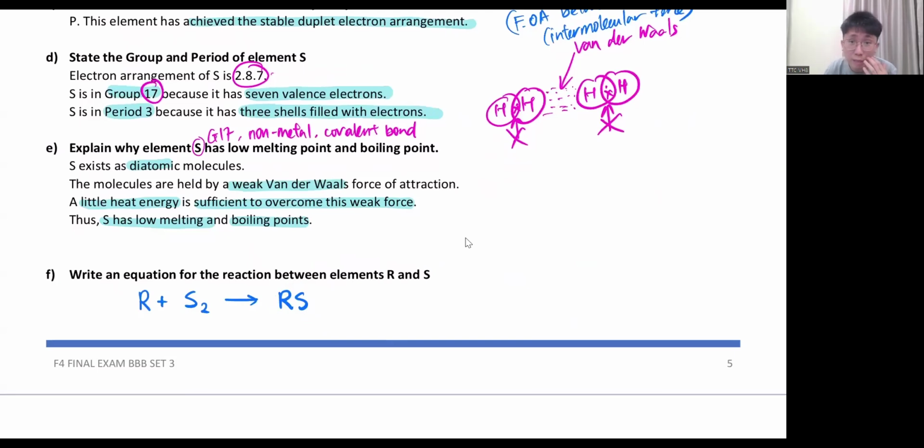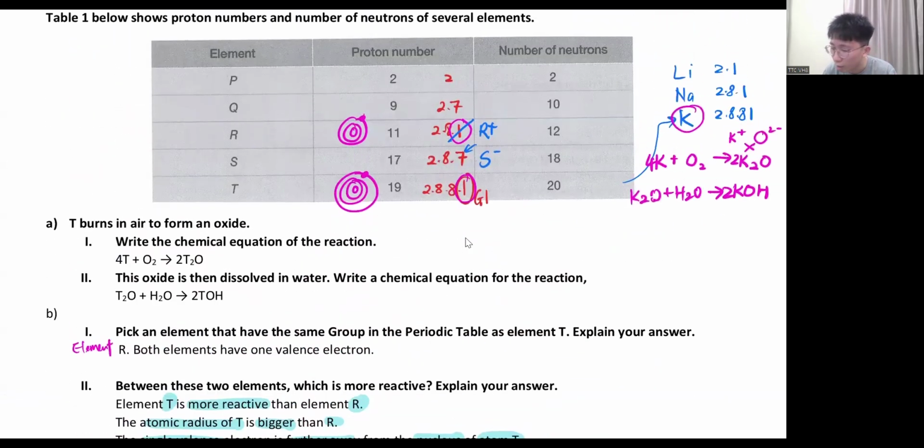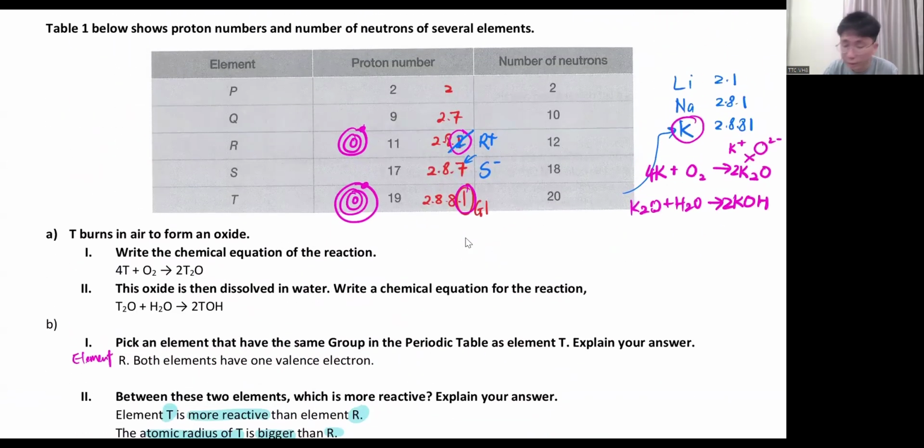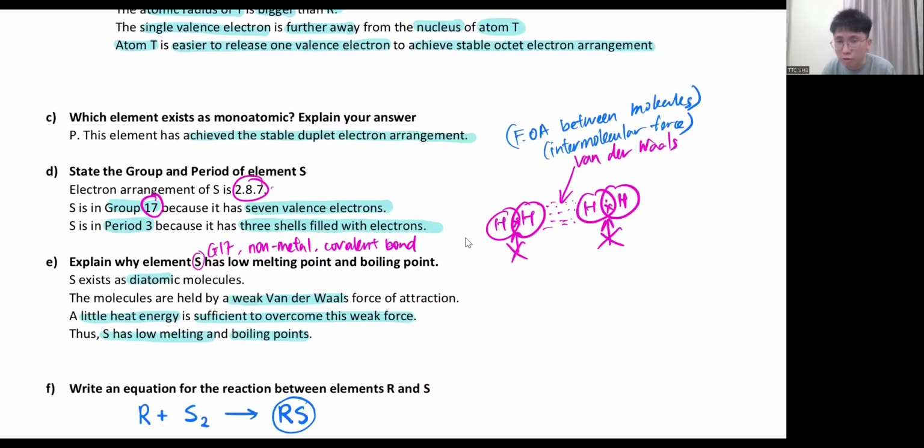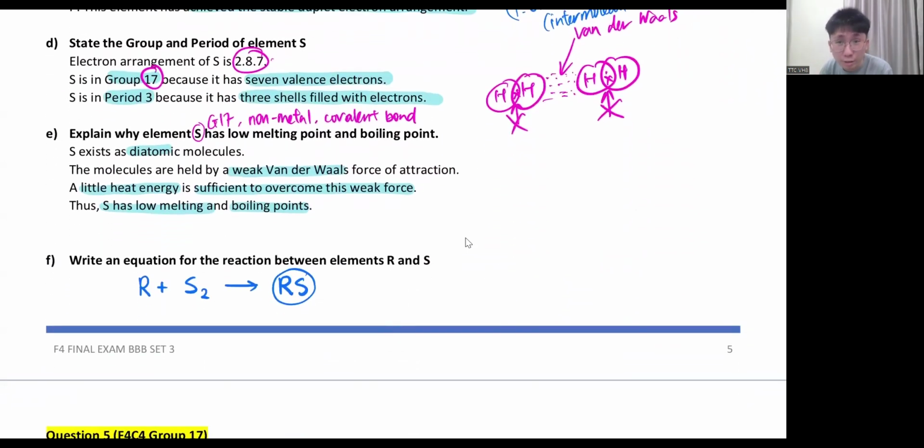But of course, in exam, they might not give you this one. They might give you R is 2.8.2, then your R is 2+. Then you're going to get RS2. So it all depends on the ion that you form in that question. Not always just RS like this. Not like in maths where you see A and B, AB. This is chemistry. You have to identify what ions they form by losing or gaining the electron.